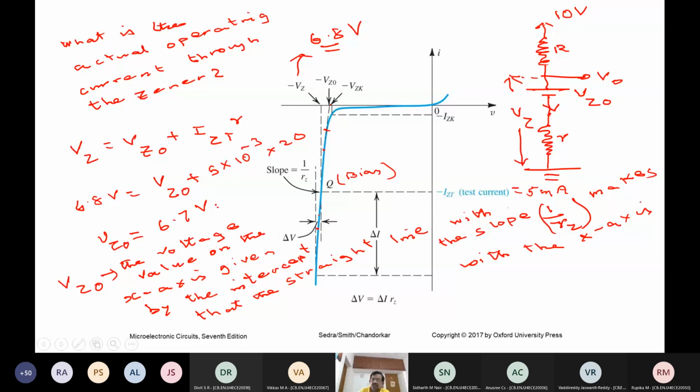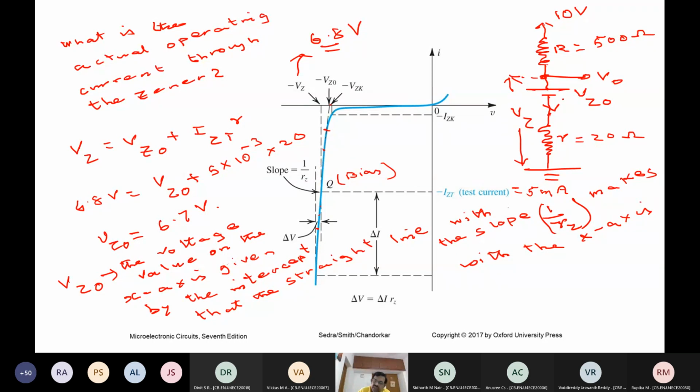So VZ naught will be equivalent to 6.7 volt. And this is your 500 ohms or 0.5 kilo ohms. This is 20 ohms, very small compared to this. This is my VZ naught plus IZ rZ. But this actual IZ that flows through the diode is not known to us. And this is a voltage drop that is happening over here as a result of the behavior of the IV characteristic inherent to the diode.